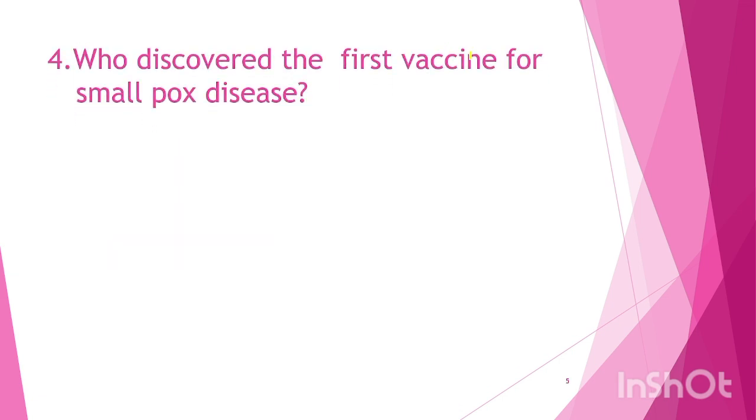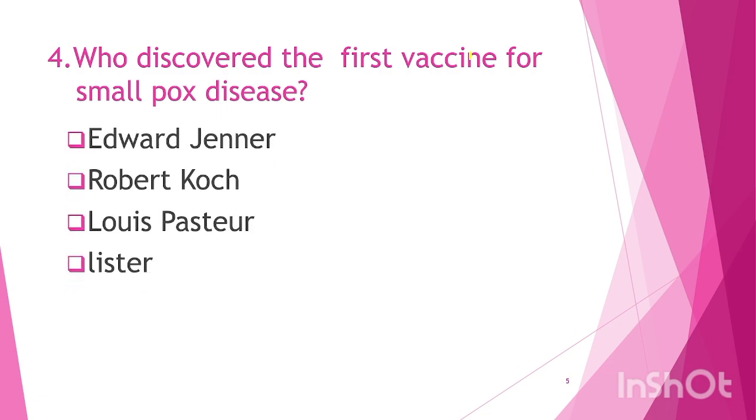Next, let's go with the fourth question. Who discovered the first vaccine for smallpox disease? Here the options are Edward Jenner, Robert Koch, Louis Pasteur and Lister. And the correct answer for this question is Edward Jenner.